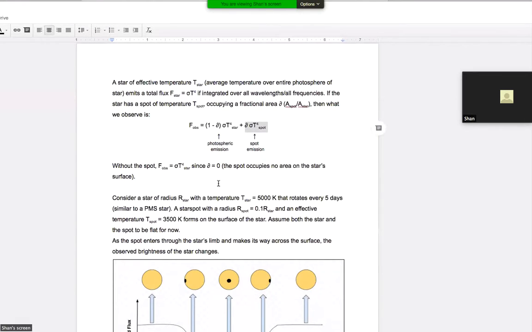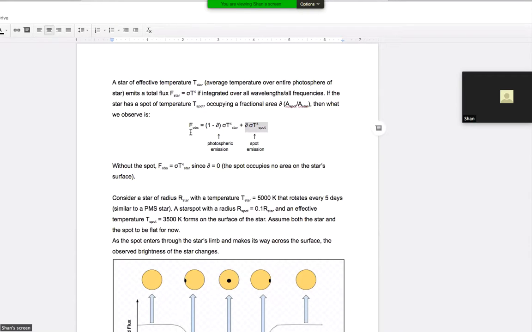Now we're going to consider a star that has a radius r star, and a temperature T star of 5,000 Kelvin. That's around the temperature of our own sun. Some PMS stars may be around that temperature as well. And this PMS star rotates every 5 days. That's pretty fast; the sun rotates around once every 27 days.